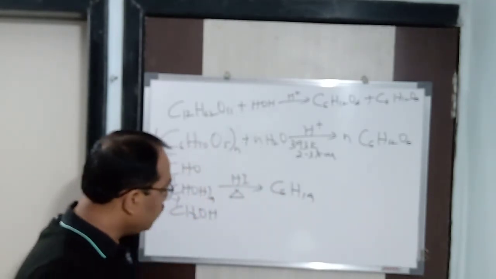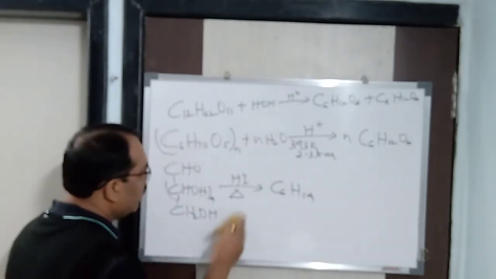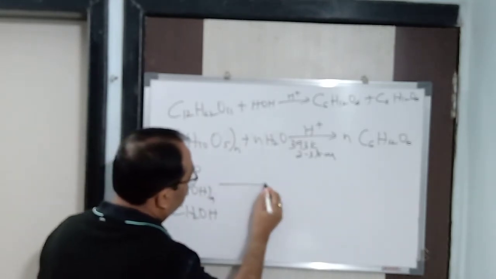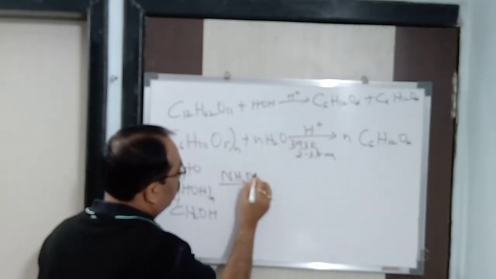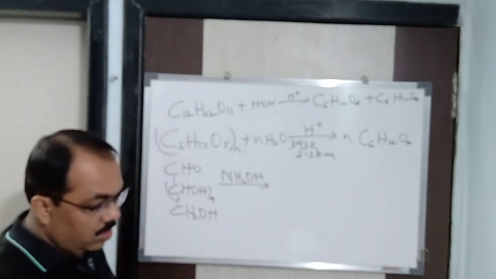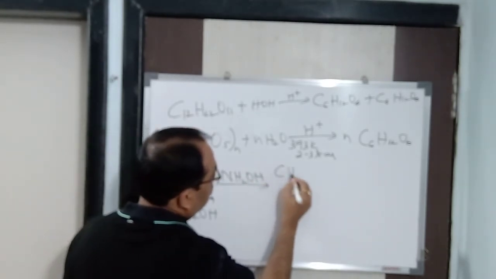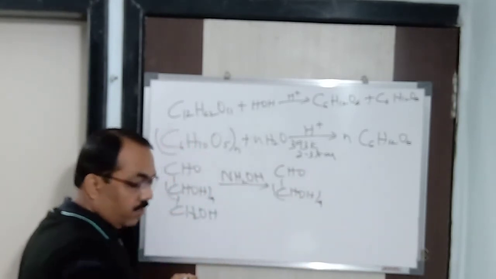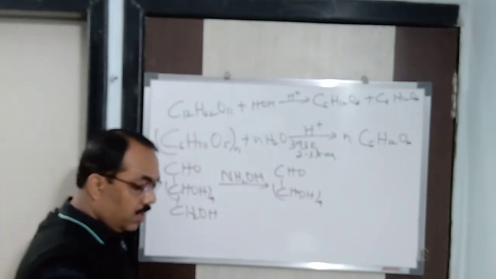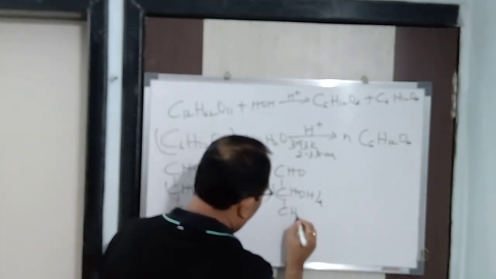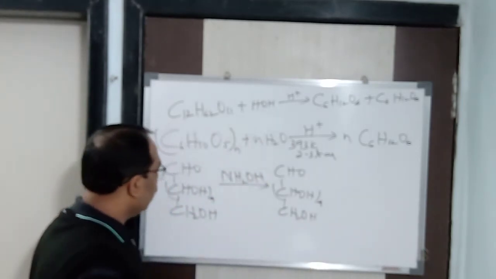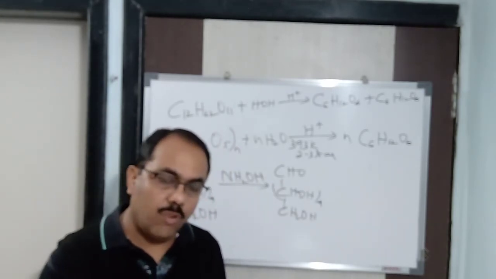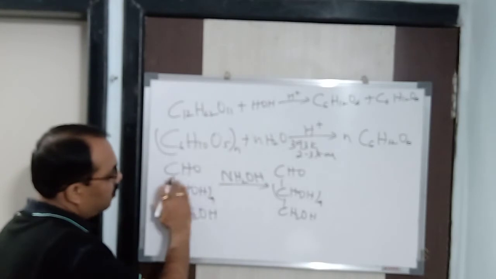Clear? Now, this is one reaction, you got it. Another reaction is when glucose reacts with hydroxylamine, NH2OH. So what am I going to get? CHO, single bond, CHOH whole 4, then CH2OH. That means nothing is changing here? See here: CHO, CHOH whole 4, single bond CH2OH. So is it the same product I will be getting?